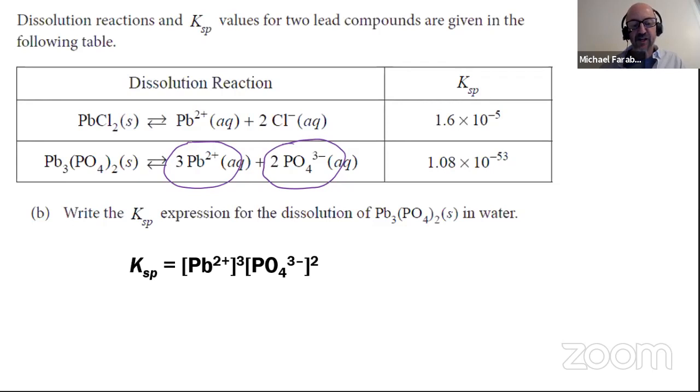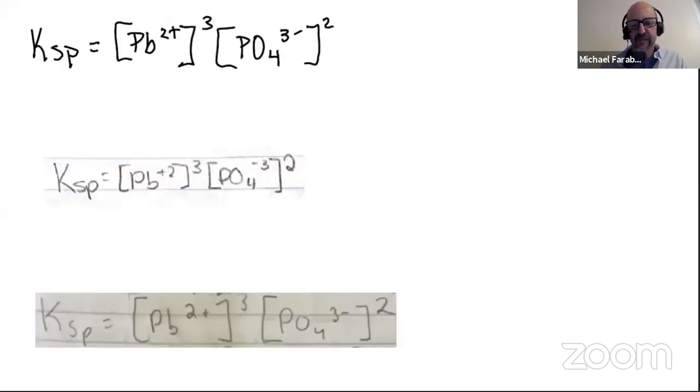So we have the concentration of lead raised to the third power times the concentration of phosphate raised to the second power. That is the expression for Ksp. Let's take a look at some handwritten answers. All right, these all look good. And let's take a look at some typed answers.